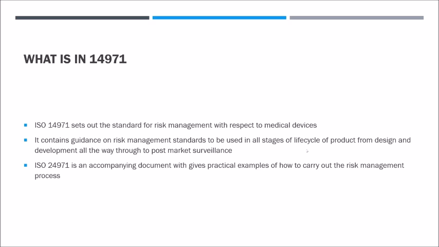There's also a new accompanying document, because it used to be that 14971 was set out with annexes. They've actually separated those annexes out now into a separate document, which is called ISO 24971. It's an accompanying document with this standard, and it's actually a really, really good document. After you've read 14971 or are doing anything in risk, I definitely recommend having a look at this companion document, because it gives practical examples of how to carry out the risk management process. So it shows you how to actually do risk assessment, how to set risk acceptability criteria with specific examples as well. So it will take you all through that. So it's a really, really good document, actually.